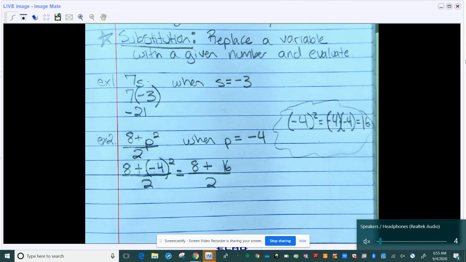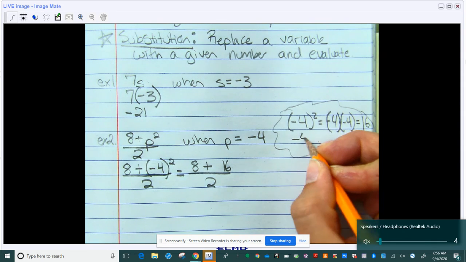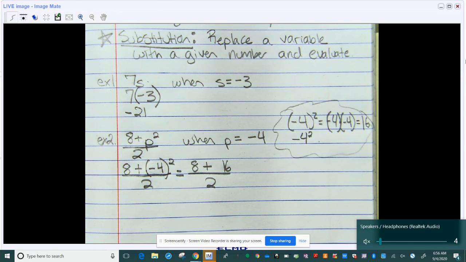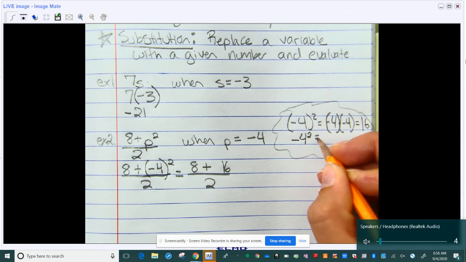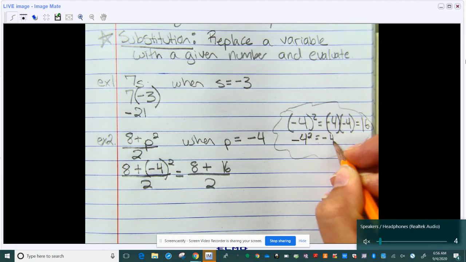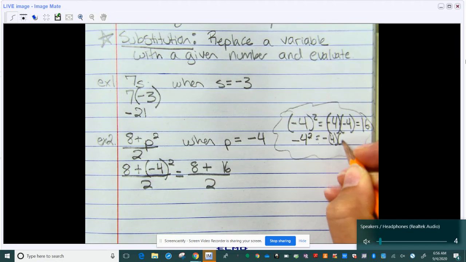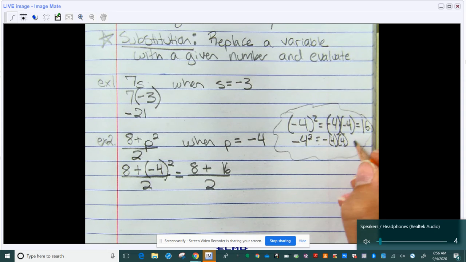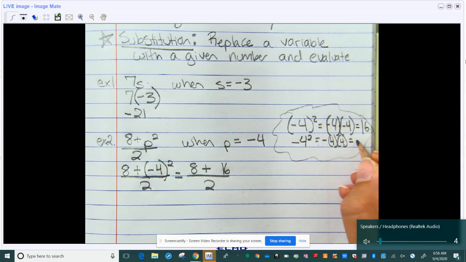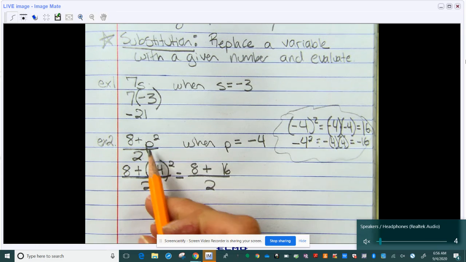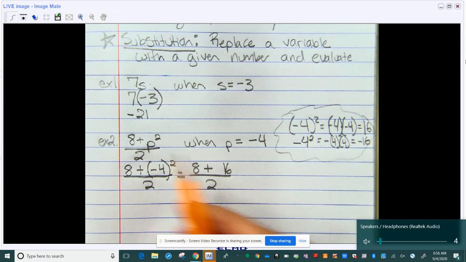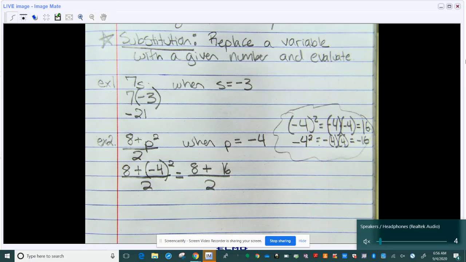That is a very different statement from -4 squared. Since there's no parentheses around it, this time only the 4 is squared, the negative is not. So this would be like saying -4 times 4. So 4 times 4 is 16, but that negative is outside. So really be careful of your parentheses. What is squared? Since the entire value of p is squared, the entire -4 is squared. All right, we're watching out for that.